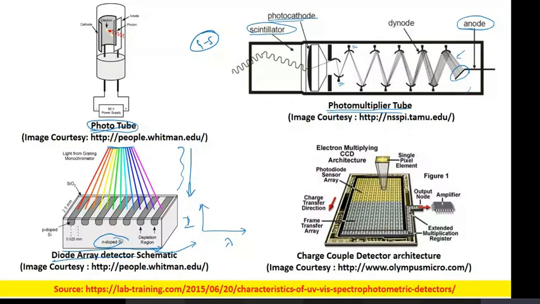Similarly, we have the charge coupled detectors. In the charge coupled detectors you will have a series of these charge coupled devices, and they help you in capturing the photons in an efficient manner. As compared to the diode array detectors, the CCD sensors have higher quantum efficiency, which may reach up to 90%.